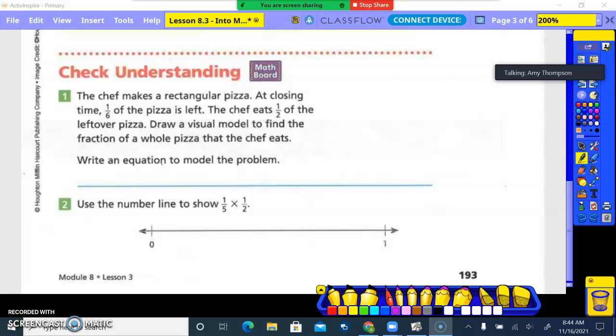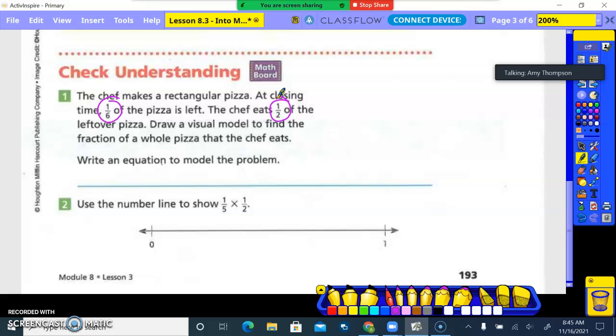Check for understanding. The chef makes a rectangular pizza. At closing time, 1/6 of the pizza is left. The chef eats half of the leftover pizza. Draw a visual model to find the fraction of the whole pizza that the chef eats. Write an equation to model the problem. Okay, so we're going to have 1/6. We're going to have 1/12 or 1/2.